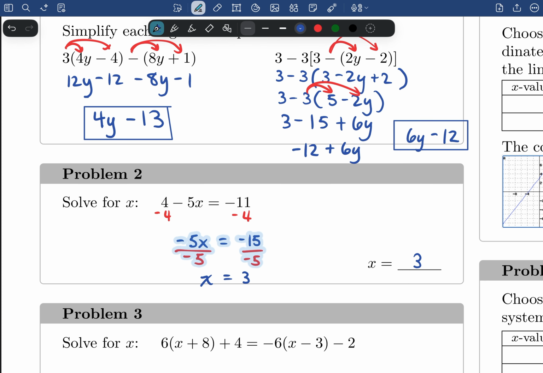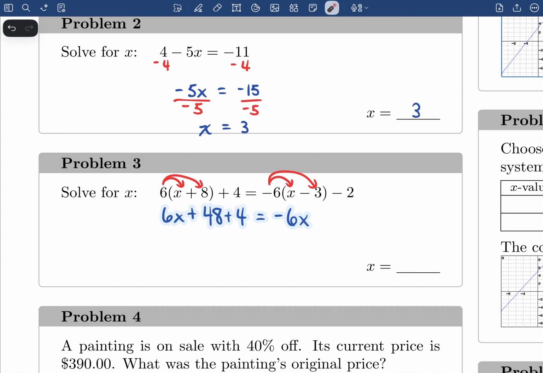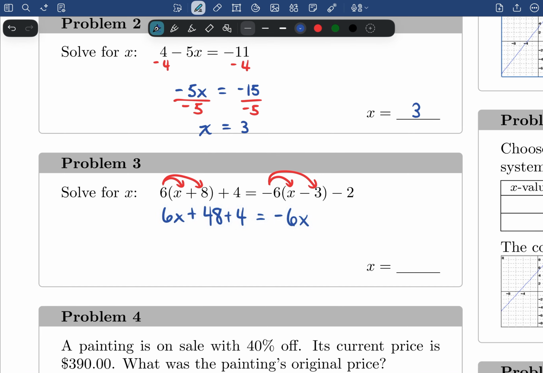I'm ready to move on to problem number 3, where I will solve another linear equation for x. And this one is more developed. So I have more things to do. Let me begin with distributing. Rewriting this equation after distribution, I have 6x plus 42 plus 4 equals negative 6x. Oh, by the way, this is not 42, it's 48. 6 times 8 is 48. Cool, fixing it up. Negative 6 times negative 3 is positive 18, and then I have a minus 2.